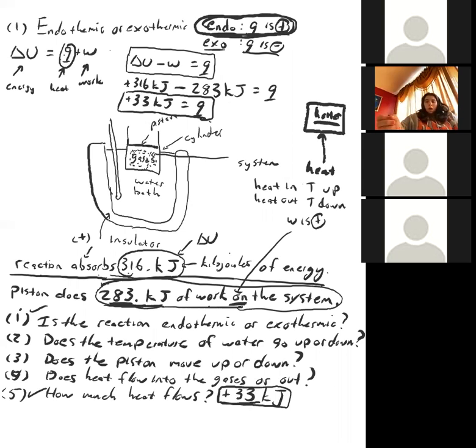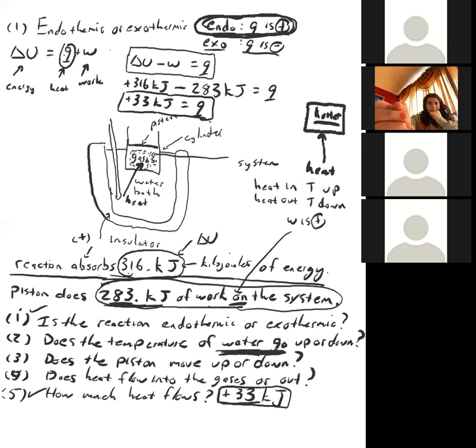But the question then here is they're asking about the water. So this is tricky. Be very careful. If heat is going into the gases, the question is, where's that heat coming from? And the answer is it's coming from the water. So be very careful. They didn't ask about whether the temperature of the gases is going up. They asked about the temperature of the water. And heat goes from the water to the gases.